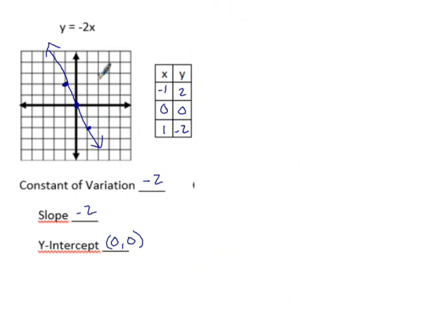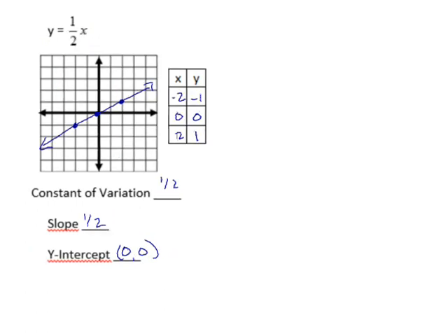Okay, here's the answer for the first one. Again, fill in the table, draw the graph. Constant of variation and slope are the same thing, whatever is being multiplied by x. The y-intercept is (0, 0). Here's the third example. I picked negative 2 and 2. Remember, if you have a fraction, you want to pick numbers divisible by the bottom so that you get nice even numbers for your y's. Then constant of variation, slope, y-intercept.